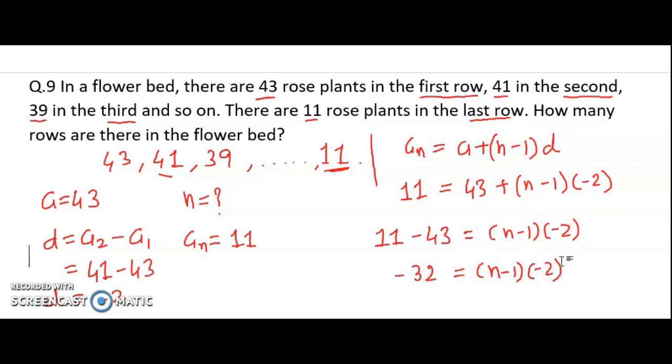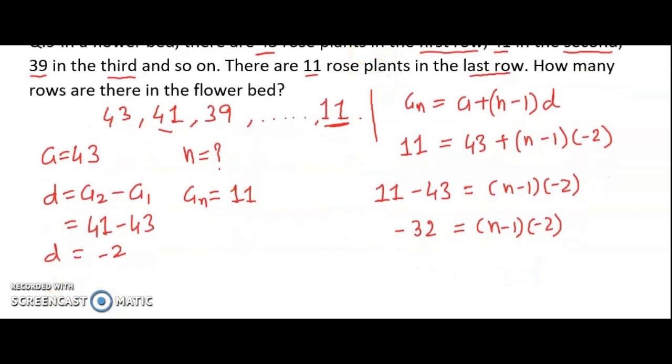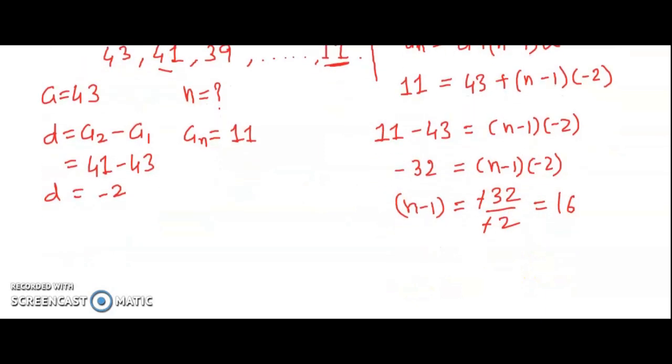So here we get n minus 1 equal to minus 32 divided by minus 2. So minus minus cancel out. So we get 16. n minus 1 equal to 16. So we will get n equal to 16 plus 1, that will be 17. So this is our answer. There will be a total of 17 rows.